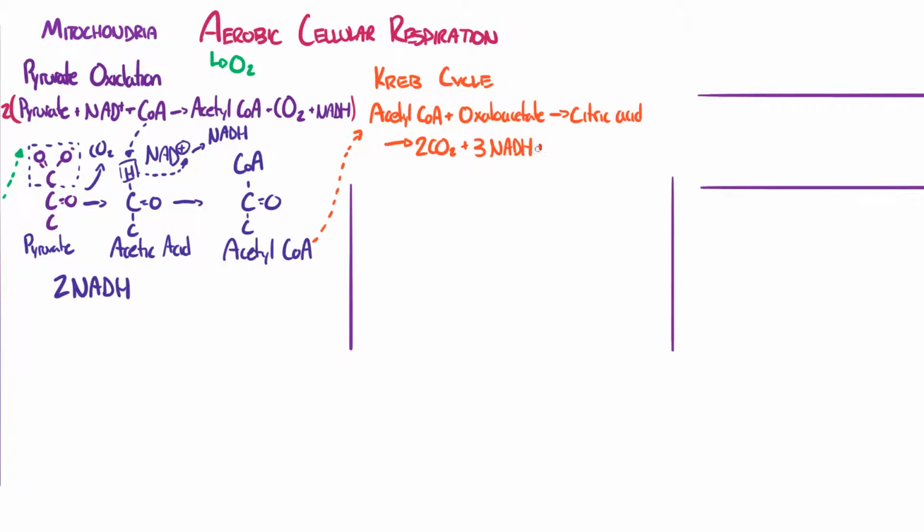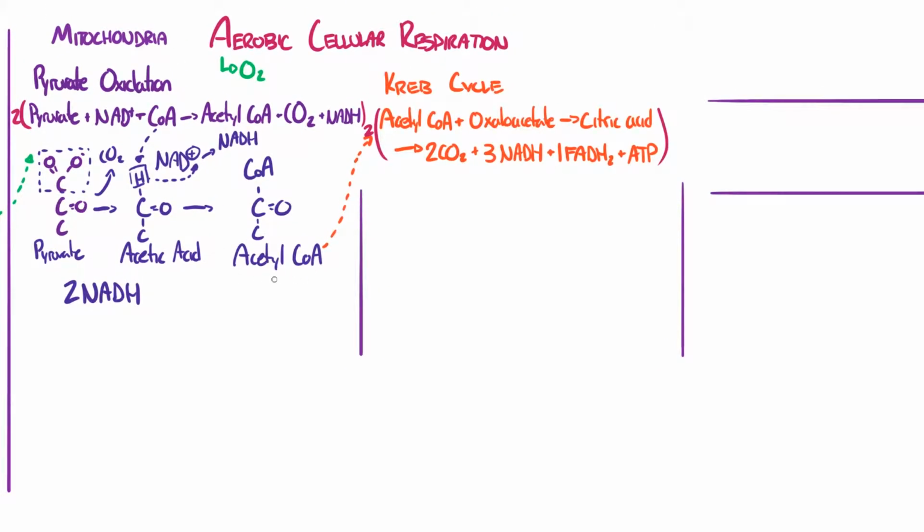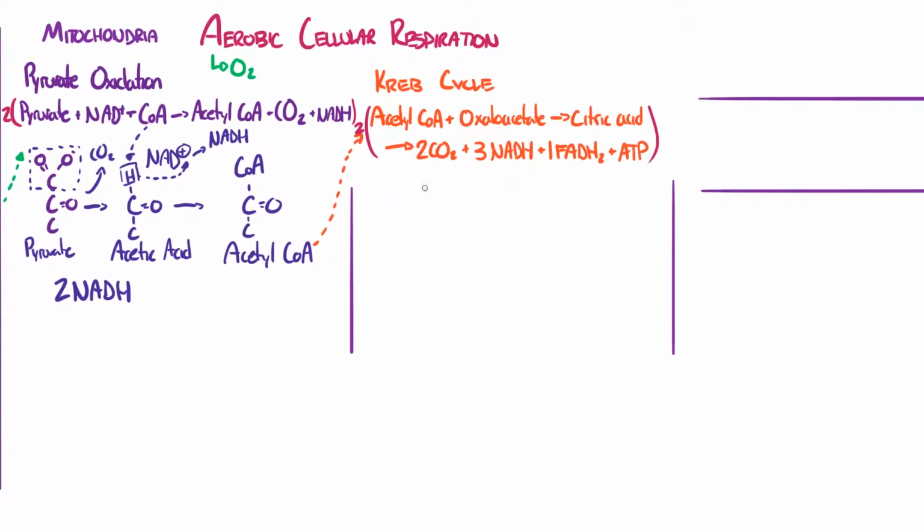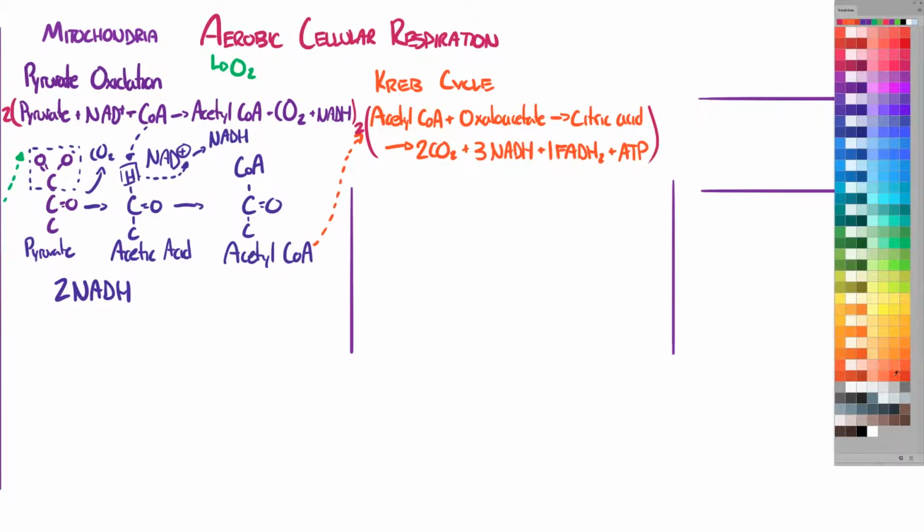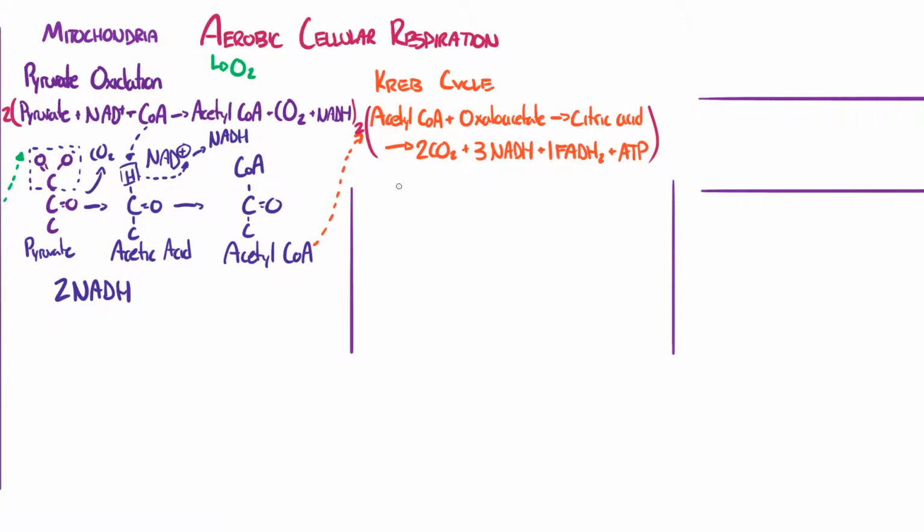2 CO2, 3 NADH, and 1 FADH2. This is just another type of electron carrier, and 1 ATP. Again, this is per acetyl-CoA, which means this whole process is going to happen twice because we have 2 acetyl coenzyme A groups entering this process. So we go back down to orange. So here we have 2 carbon acetyl-CoA. It's coming into the cycle, and it's going to bond with oxaloacetate.